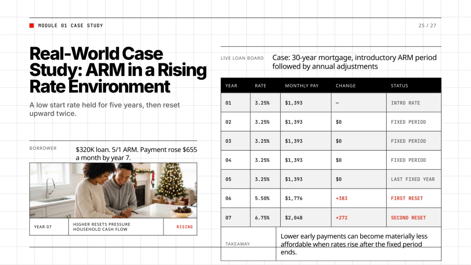This illustrates the pressure that higher resets can place on household cash flow. While the initial payments were affordable, the substantial increases after the fixed period ended significantly raised the borrower's monthly financial obligations. The key takeaway here is that lower payments early on with an ARM can become much less affordable once rates start climbing, so it's crucial to plan for these potential increases.